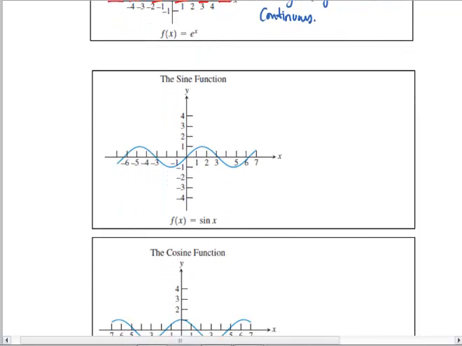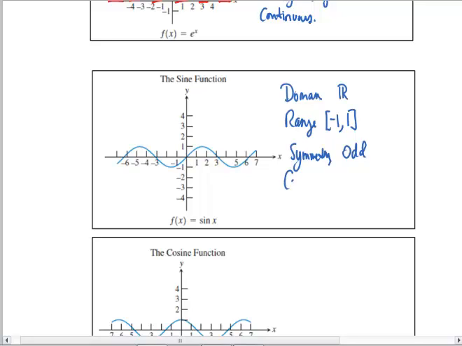Next function, the sine function. The sine function has a domain of all real numbers. Its range is between 1 and negative 1. So it goes from negative 1 up through 1. It's got odd symmetry. It's continuous. And it's bounded from above and below.